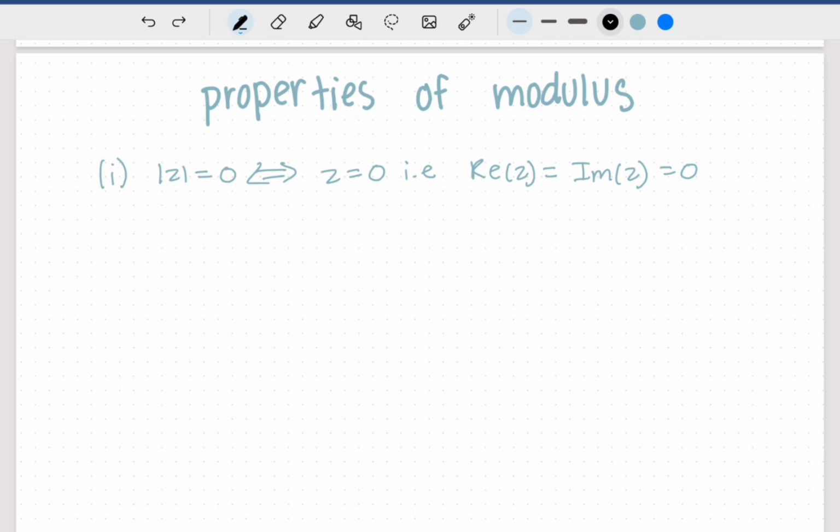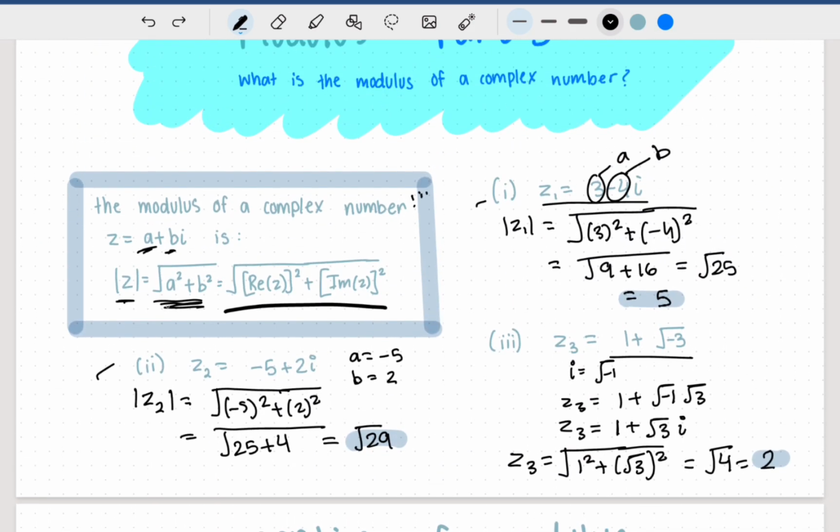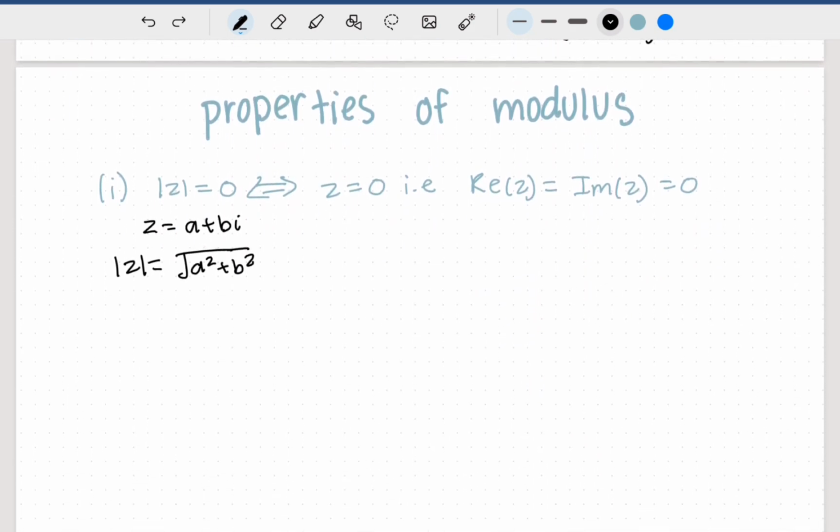Well, we know that the absolute value of z, if z is, let's say, a plus bi, the absolute value of z is going to be square root a squared plus b squared, right? That's what we learned above. So now we have square root a squared plus b squared. But they're saying this is equal to 0. So that is equal to 0. The only way this could be 0 is if both a and b are 0. Then only this is true.